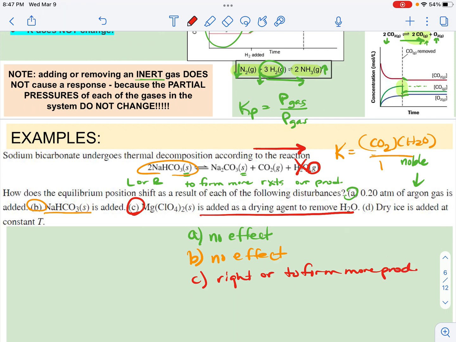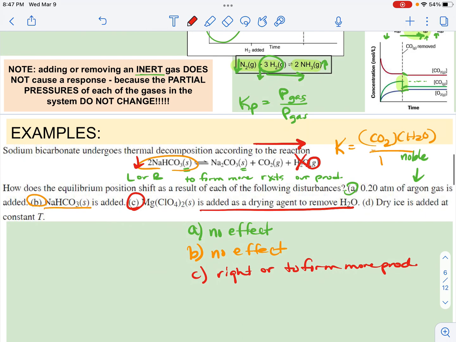All right. If they ask you about the pressure of the CO2, it would go up. If they asked you about the amount of NaHCO3 and Na2CO3, they would change. This would go down and this would go up. But changing them does not affect the equilibrium. So that's an important distinction.